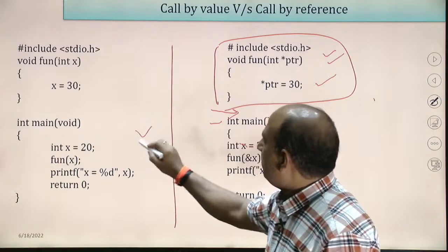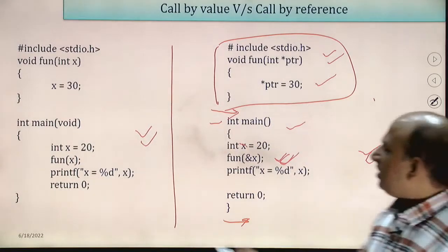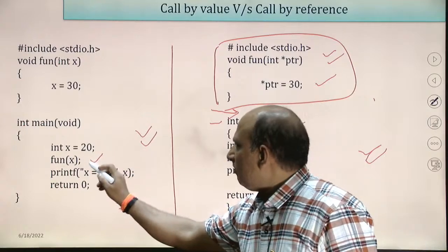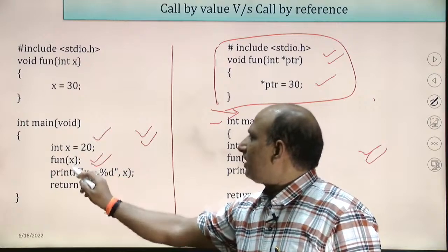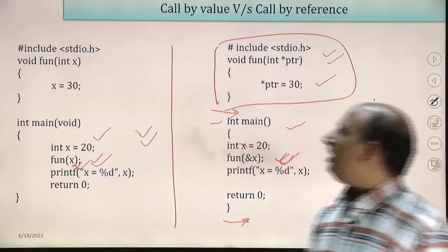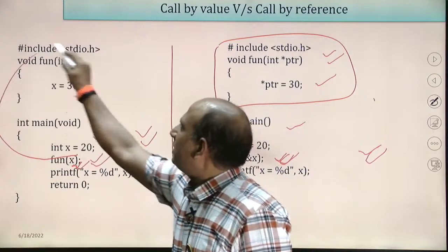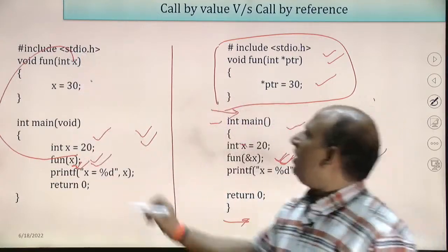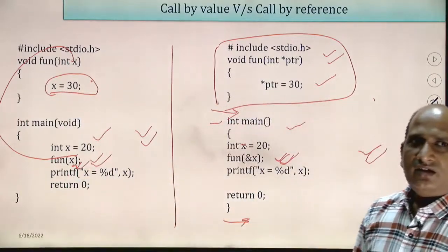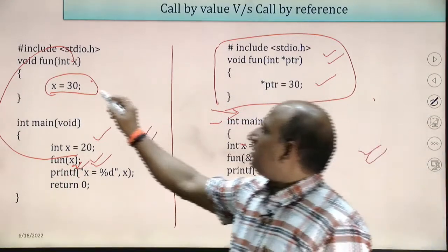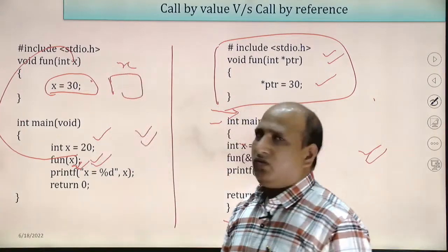There are two programs here. This one is call by value and this one is call by reference. Here we are calling the fun function by passing the value of x, meaning when the x value is passed, this value of x will be copied over here and it will change the copied value of x to 30. So it is changing its own copy of x.